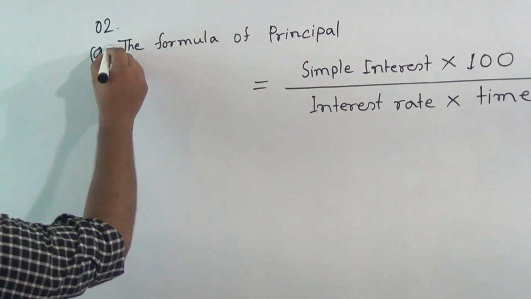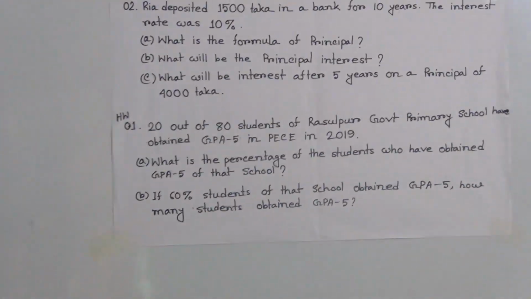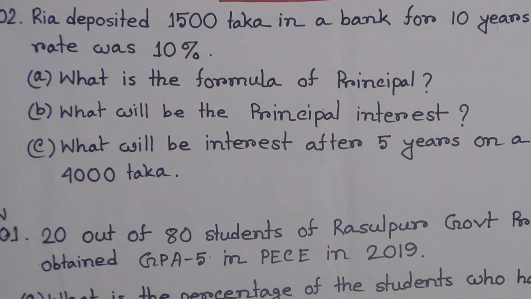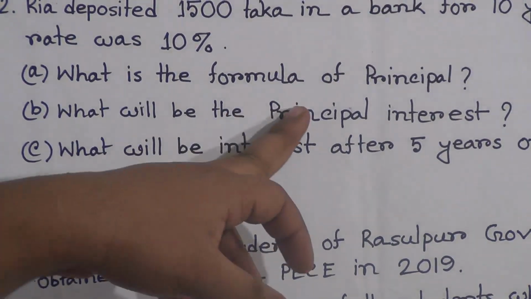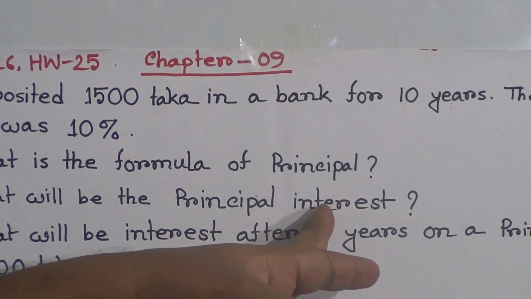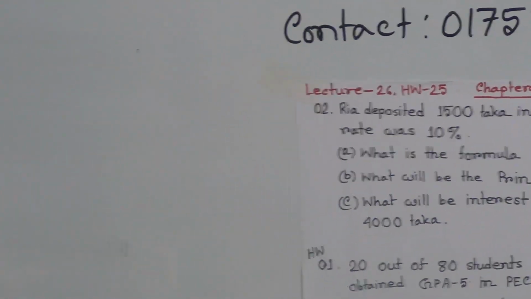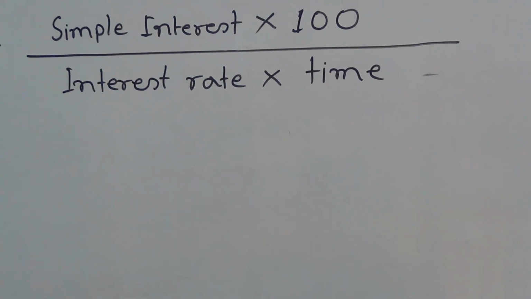Okay, next we shall solve question number B. What will be the principal interest? We have already known how to solve question number B because principal 1500 taka is given. Now we find out the simple interest. For this reason at first we write given that, and to solve question number B I erase question number A.